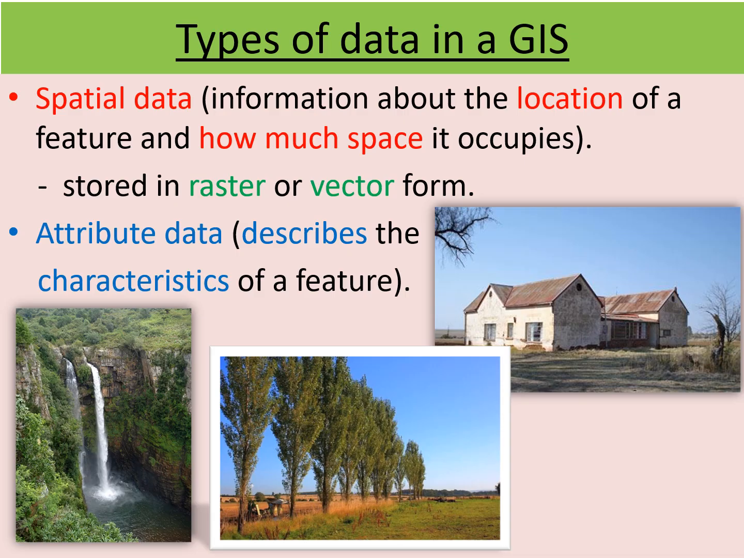Finally, the GIS is interested in two broad categories of data, what we call spatial data and attribute data. Spatial data is information about where something is located, whereas attribute data is a description of the characteristics of a feature. I will explain the difference between spatial data and attribute data to a greater extent in a different video.